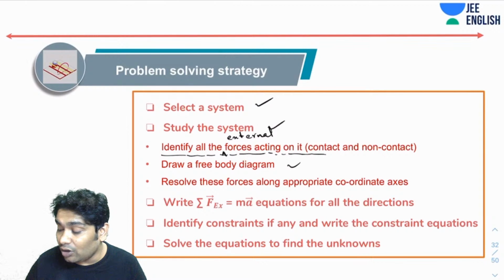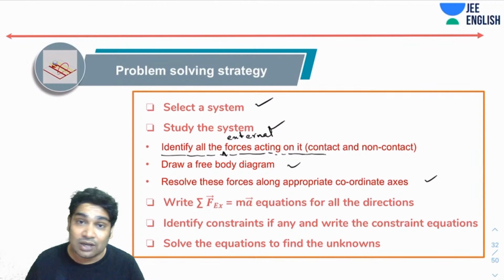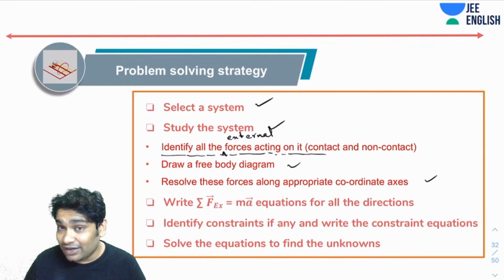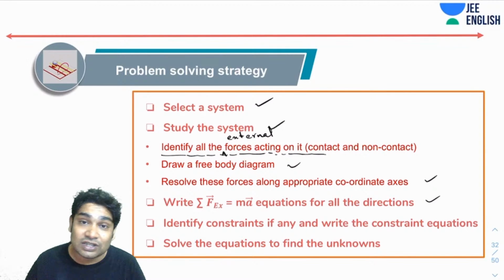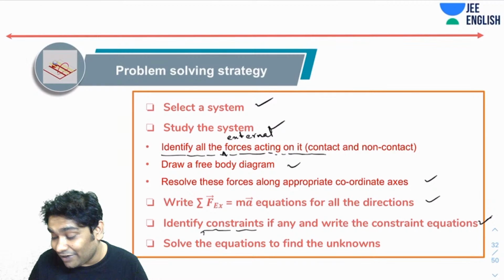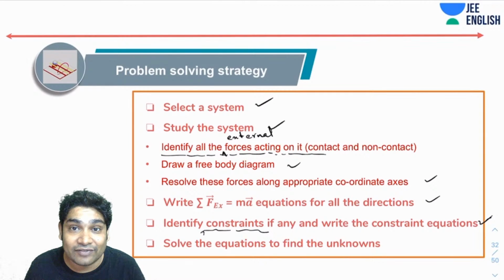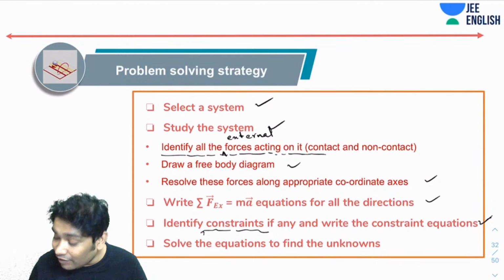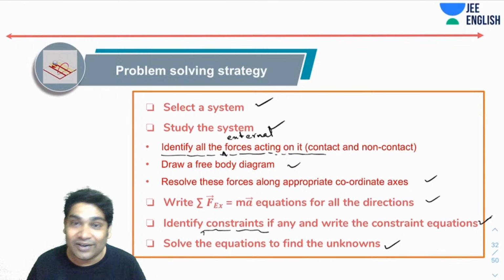Alright, then draw a free body diagram, resolve all the forces along the coordinate axis. Now write all the F equals ma equations for all the directions. Identify the constraints. Now we know how to identify the constraints. I hope you guys have figured it out. Generally, you will have string constraints or wedge constraints. You know now how to calculate both. And finally, solve all the equations to find your unknowns.